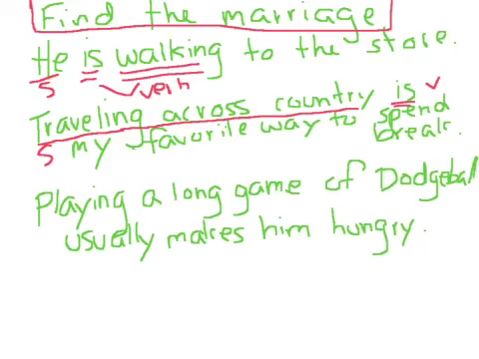Let's look at one more. "Playing a long game of dodgeball usually makes me hungry." So this is a tricky one. I want to try to find my verb here. "Playing a long game of dodgeball." Well, if the verb was "playing," what is playing? Well, no one is at him playing. Would "him" be the subject for playing? That doesn't sound right. So "a long game of dodgeball," there's no verbs in there. "Usually" is not a verb, it's an adverb. "Makes." Well, makes him hungry. So something is making him hungry. So okay, "makes" is my verb.